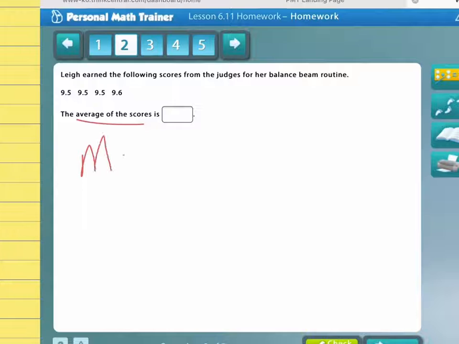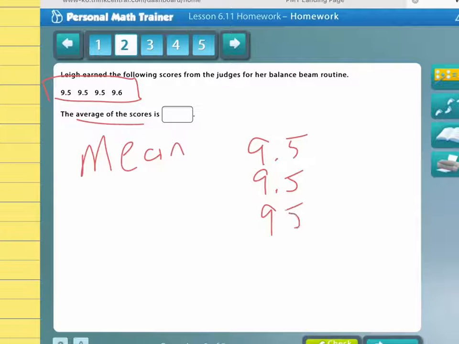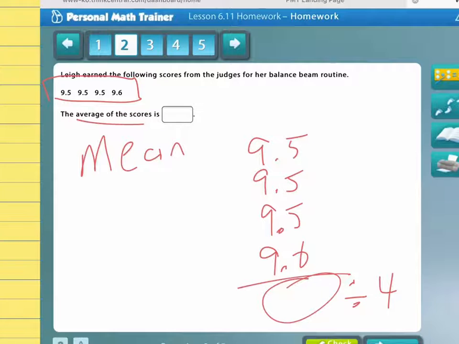Another way to say average in math is the mean. So you sing a little song. Line them up. No, that's not it. The song is add them up and divide by the number. Add them up, divide by the number. That is the mean. So we do 9.5, 9.5, 9.5 and 9.6, and we're going to get that total there, and we're going to divide by 4, and that is going to give us the mean.